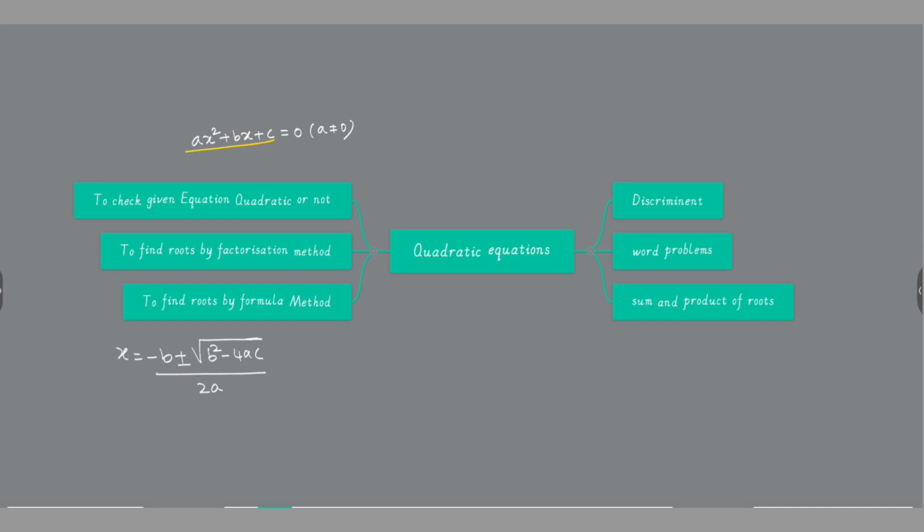If they mention specifically to find the roots by the factorization method, then you follow only the factorization method, or the formula method if they mention the formula method. If they do not mention, whatever method you feel is easy according to the question, you can follow that method. But the next important topic is what? Discriminant. What is discriminant? In this formula, if you see, there is b square minus 4ac present under the root. So based on the value of b square minus 4ac, the roots of the quadratic equation will depend. So we have to find out what b square minus 4ac is.